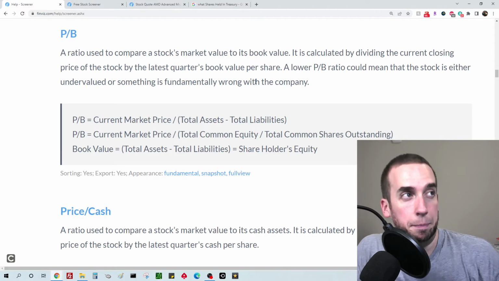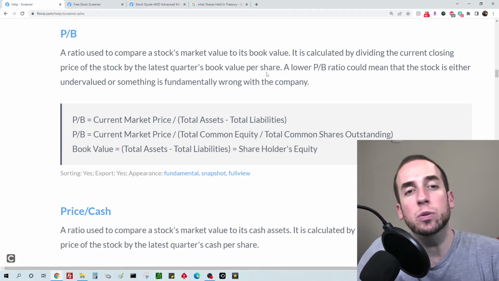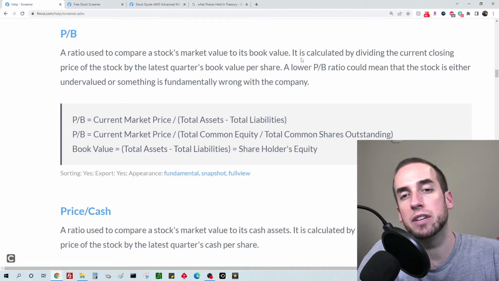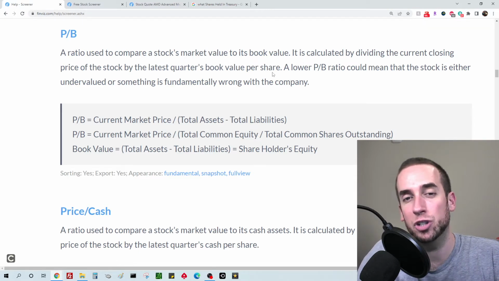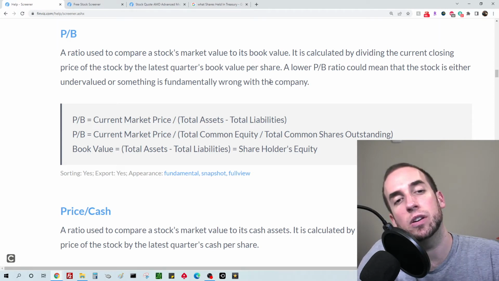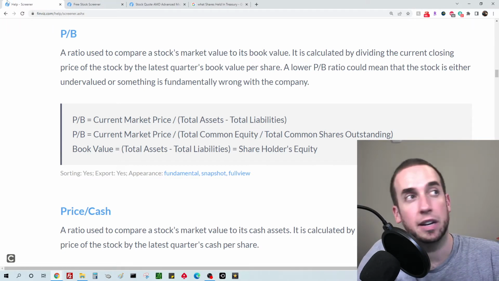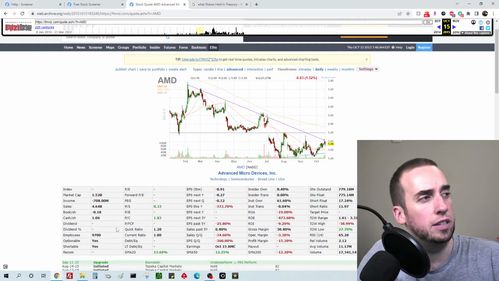All right, the PB, a ratio used to compare a stock market's value to its own book value. It is calculated by dividing the current closing price of the stock by the last quarter's book value per share. A lower PB ratio could mean that the stock is either undervalued or something is fundamentally wrong with the company. Let's look at AMD really quick on Finviz, price to book. Yep, they don't even have it.